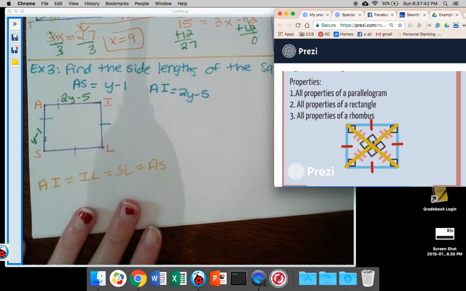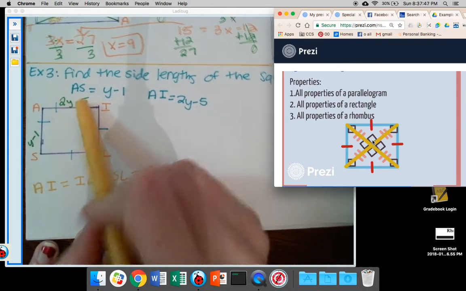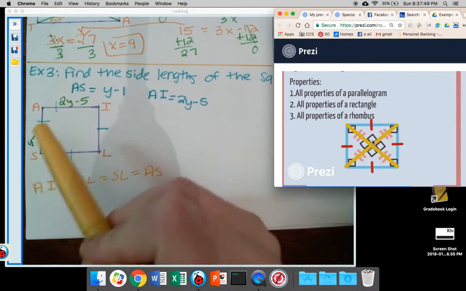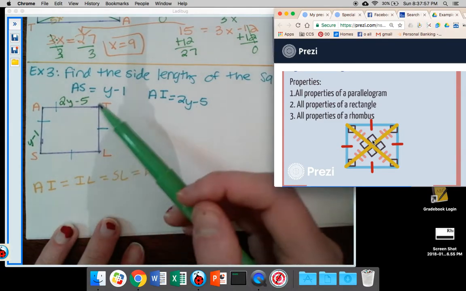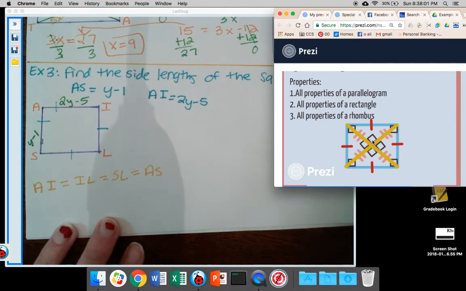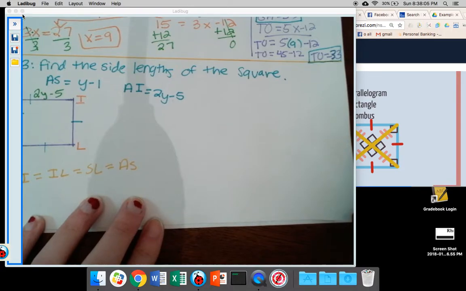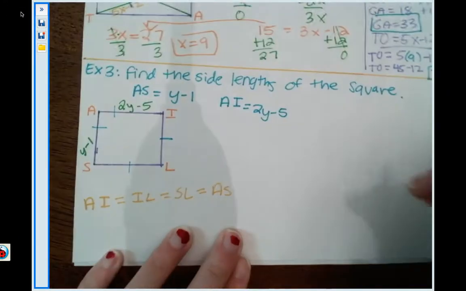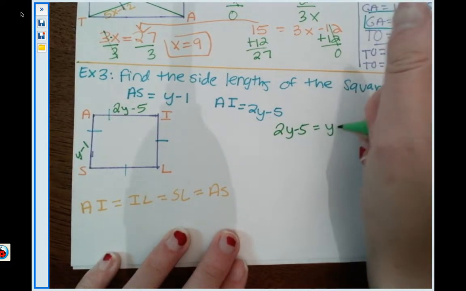Okay, so let's set this up. If these two are equal to each other, or congruent, how are we going to set this up? You guys are so smart. You just set them equal to each other, and once we find the value of y, we can substitute that y value back in and find the length of the sides. So I'm going to go back to here now. We know that 2y minus 5 equals y minus 1.